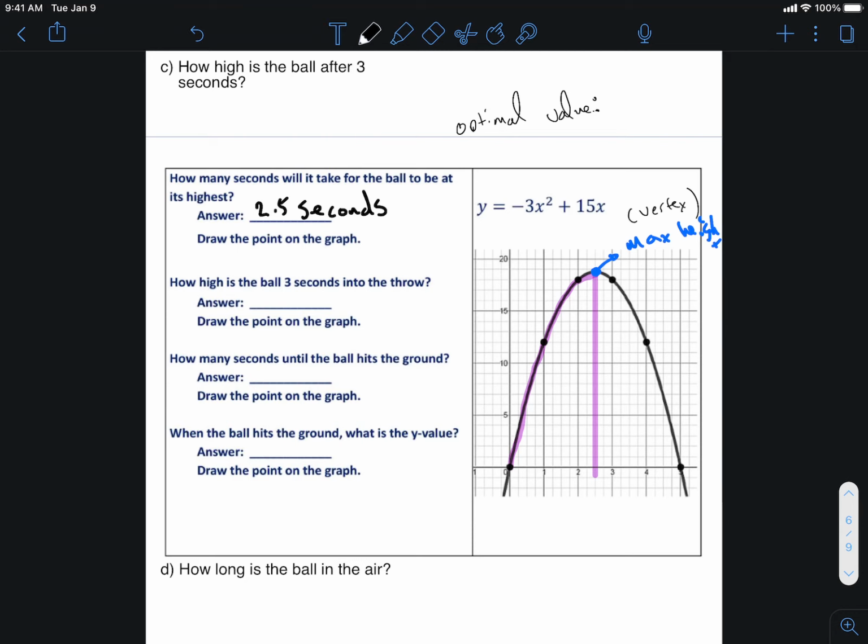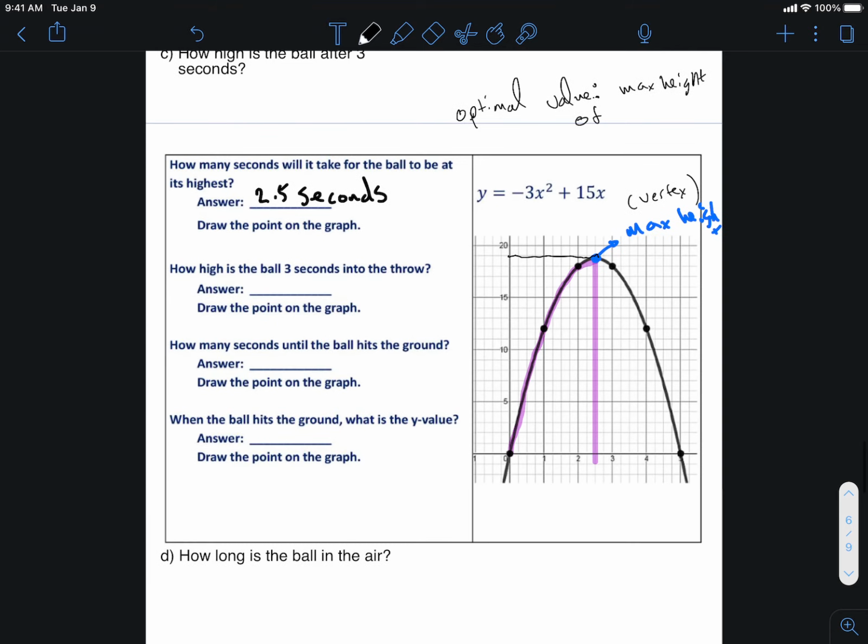And then you would put into words, you'd say, okay, well, it reaches a maximum height of, well, how high did it reach? Looks like 19 meters. Okay, it reached a maximum height of 19 meters. How long did it take to reach that maximum height? After 2.5 seconds.